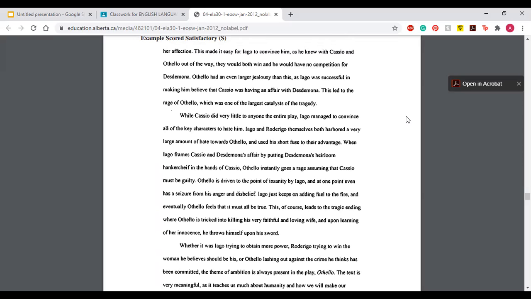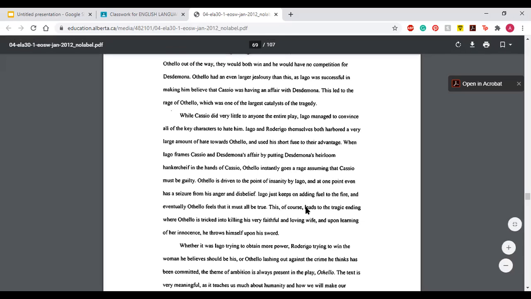So right here it says, this of course leads to the tragic ending where Othello is tricked into killing his very faithful and loving wife, and upon learning of her innocence, he throws himself upon his sword. So it's just telling what happened in the story, which is wrong, because it's supposed to show what it reveals and how it impacts one character instead of three characters. So this essay did not score very well.